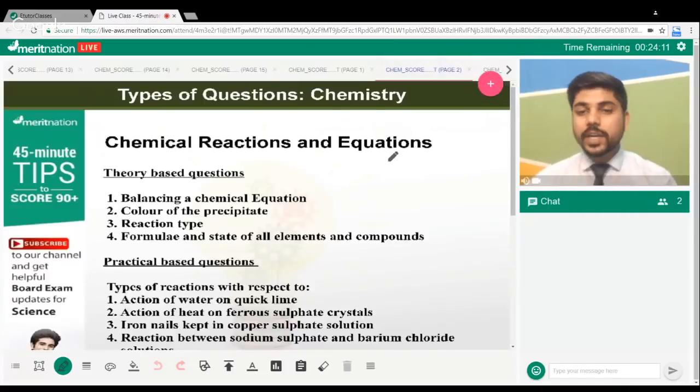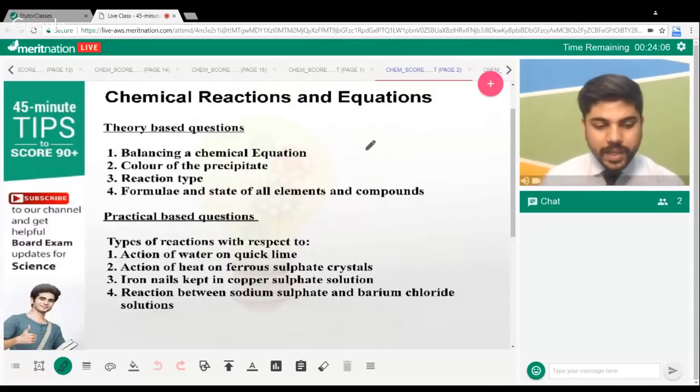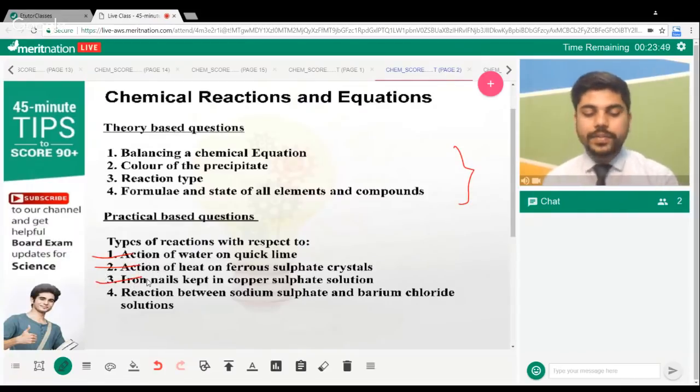Now, from chemistry, if I talk about chemical reactions and equations, guys, the theory based questions can come from balancing of chemical equations, color of the precipitate, the type of reactions. Now, the practical based questions can come from the action of water on quicklime, action of heat on ferrous sulfate crystals, iron nails kept in copper sulfate solution, whether the reaction is going to take place or not, or if it is going to take place, what is the reason behind it, the reaction between sodium sulfate and barium chloride solution. So that's basically your displacement reactions, right? So not directly but indirectly the questions can be asked.